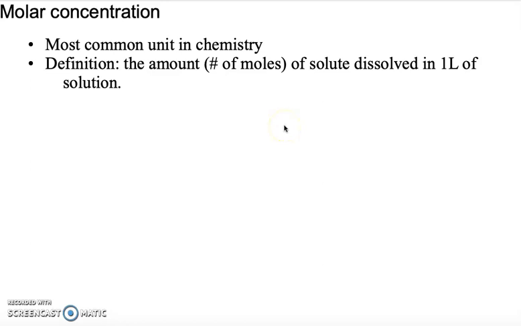So we kind of left off before break talking about parts per million and percent by mass. Although those are some units of concentration, they're not really the important one. The one I really want you to focus on as we go through this online adventure is molar concentration, because this is the one that we use in Chem 20. Molar concentration is the most common unit in chemistry.